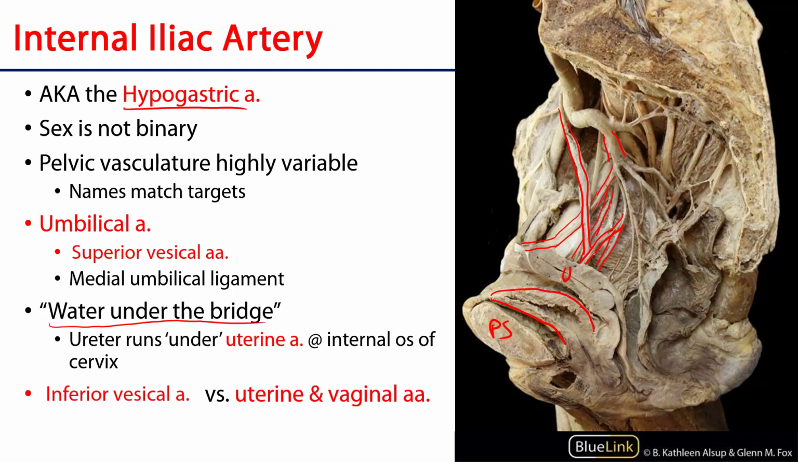Now, there will be inferior vesical arteries that may branch either from the uterine artery here, the vaginal artery there, or as separate branches from this anterior division. In what I'll just oversimplify as males, it's most common to see this as a separate branch from the anterior division, whereas in females, this tends to be a branch of the uterine or vaginal arteries.